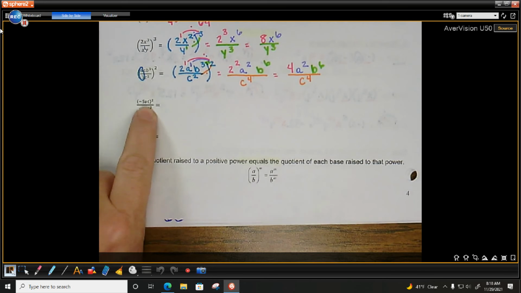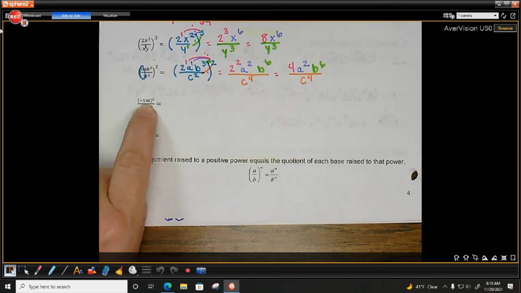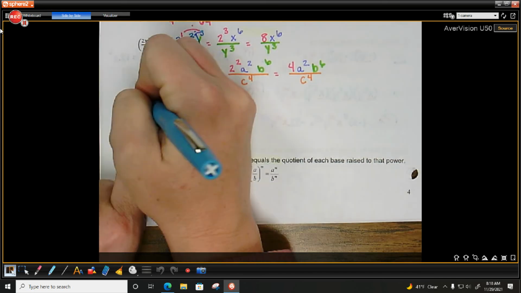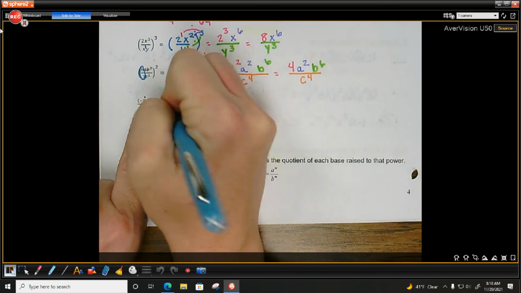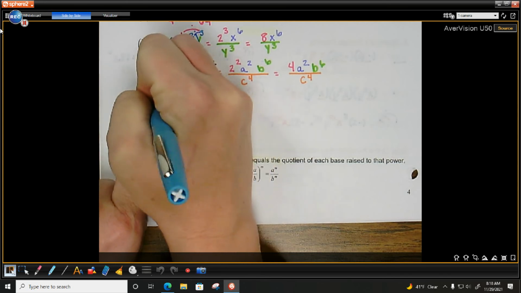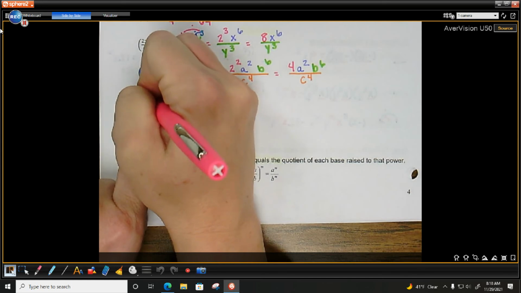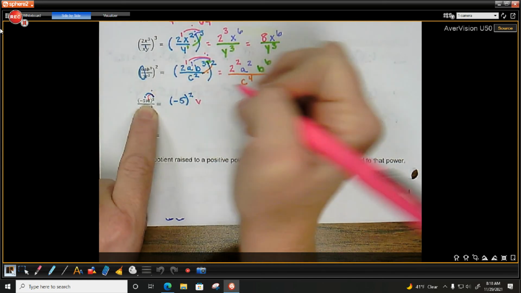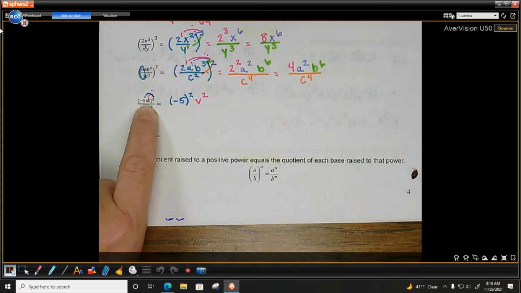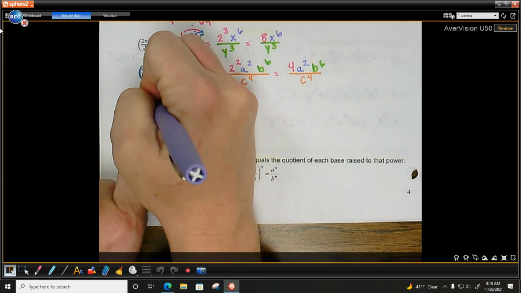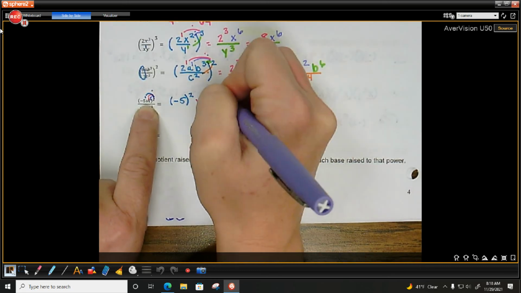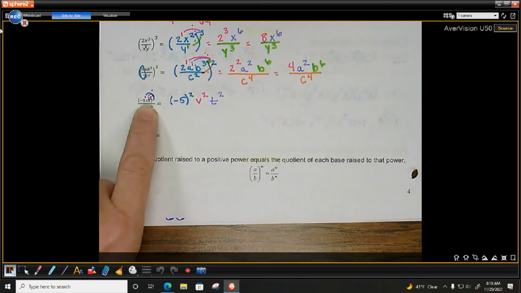Okay, I have 3 bases here. I have a -5, a v, and a t. I need to raise all of those bases to what power? The second power. Very good. My -5 has an exponent of 1, so that's -5 to the second power. My v has an exponent of 1, so that becomes v to the second power. And my t has an exponent of 1, so when I distribute the power, it becomes t to the second power. Over, and we're just going to leave the denominator as is, because there's no parentheses.